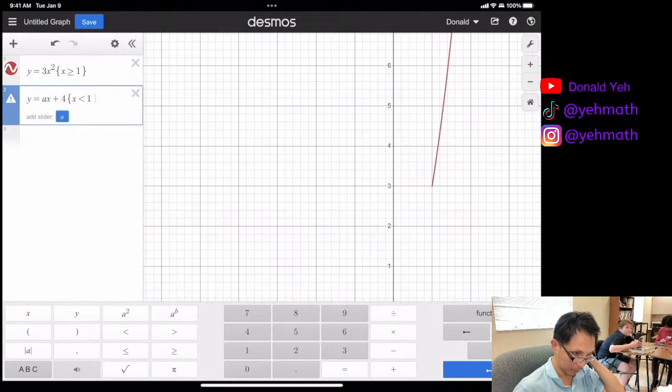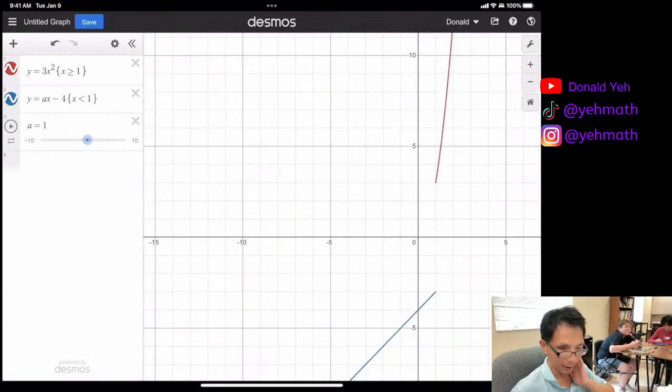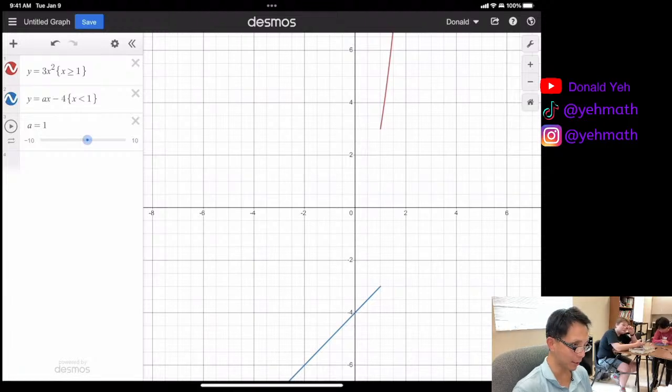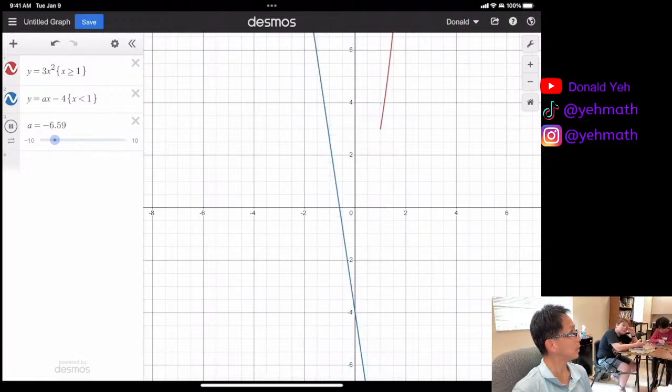Is it plus 4 or minus 4? It's minus 4. And then you're going to add a slider. Now, is this function continuous? No. Which x value is not continuous? 1. So look at this. You can actually play with this a. You can have a slider, just play with it. Do you see that? There's only one point that those two lines connect to each other.